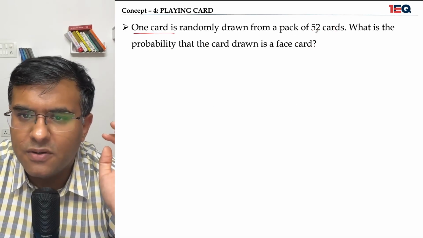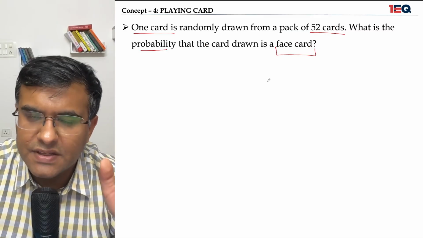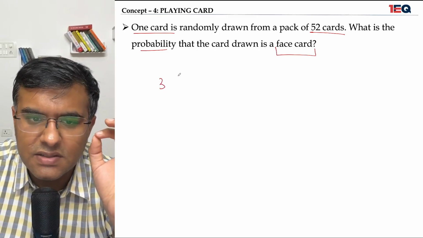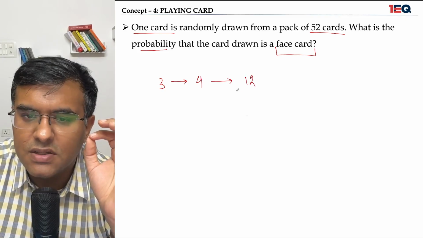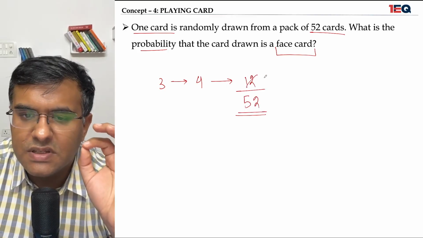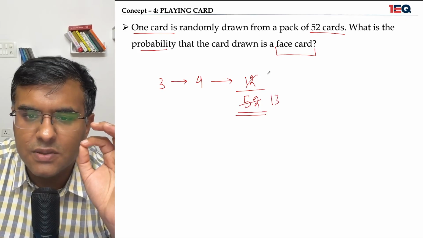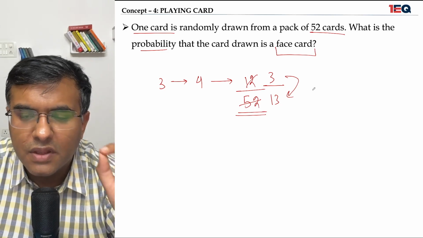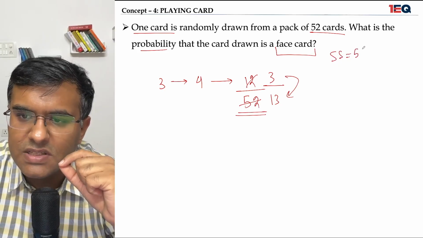One card is randomly drawn from a pack of 52 cards. What is the probability that the drawn card is a face card? We have three face cards in each suit, and there are four suits, so we have 12 face cards. 12 face cards out of a sample space of 52. 4 ones are 4, 4 threes are 12, so 3 upon 13 is my probability, because my sample space remains the same, equal to 52.